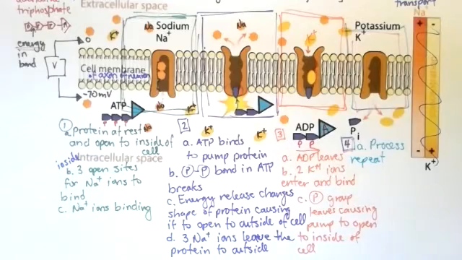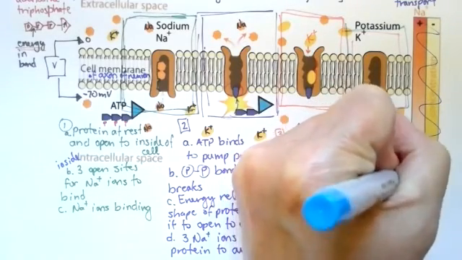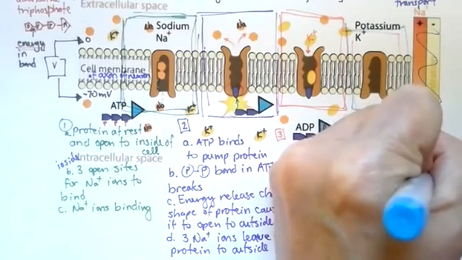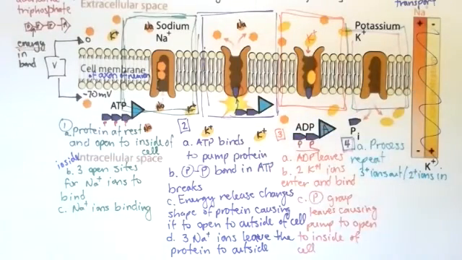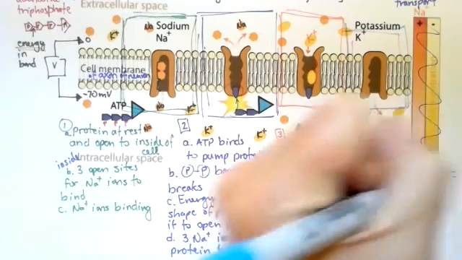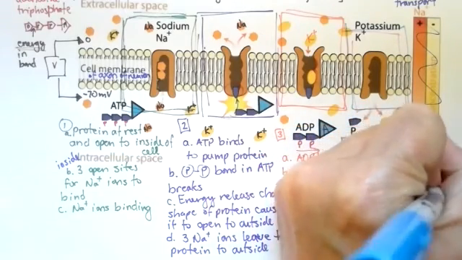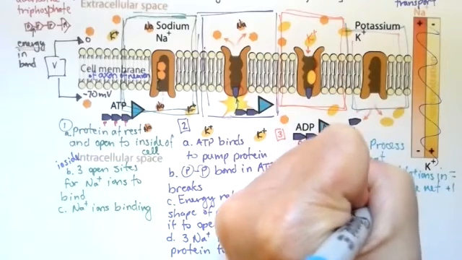And what we're doing is we're sending 3 positive ions out and 2 positive ions in. Think about if you're walking up a staircase. If you walk up 3 steps and then you walk back 2, you walk up 3 and you walk back 2, you're actually going to get to the top of the staircase. You're making progress forward. So as we do this with every cycle, we have a net +1 out of the cell.